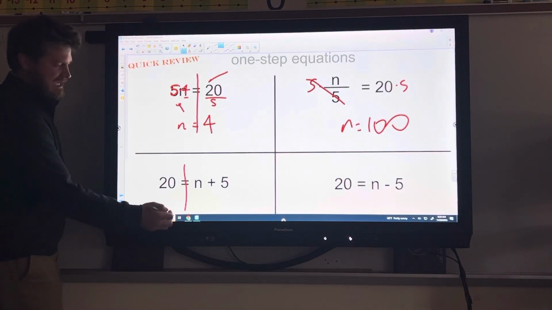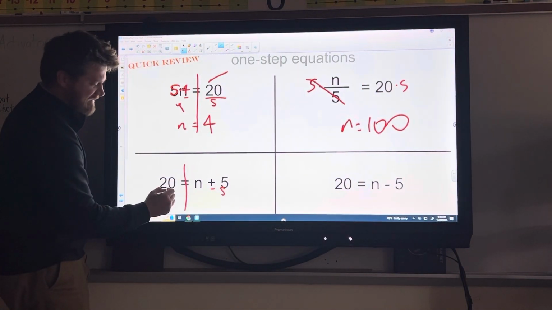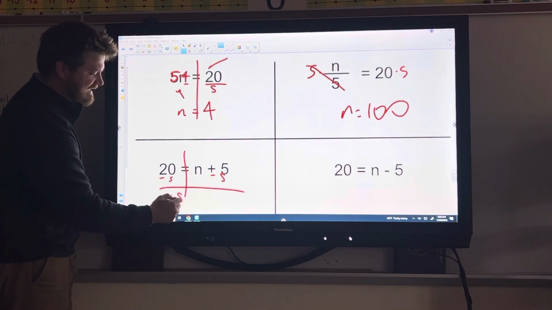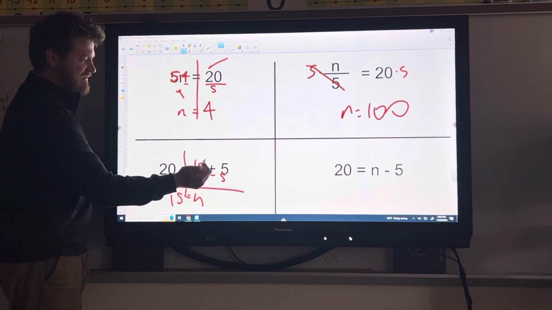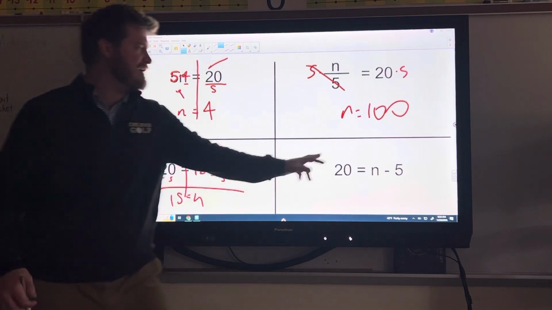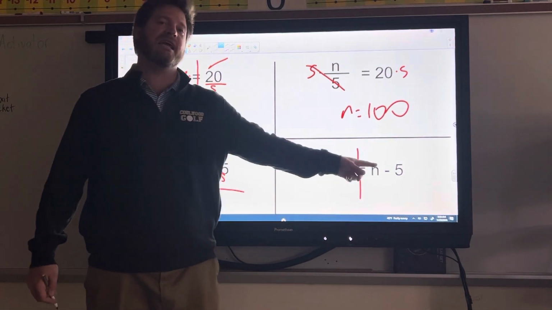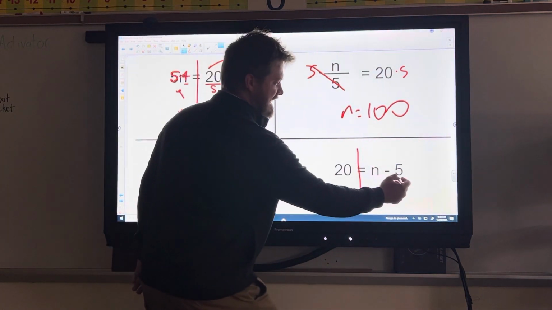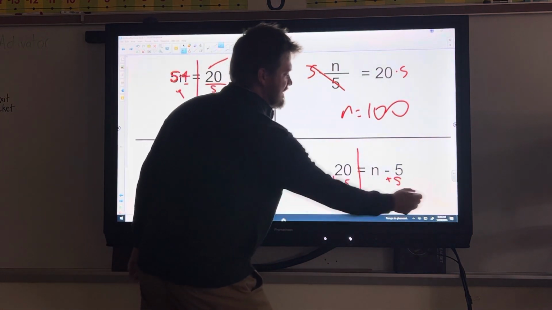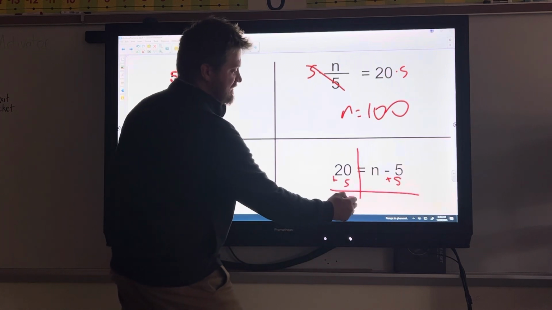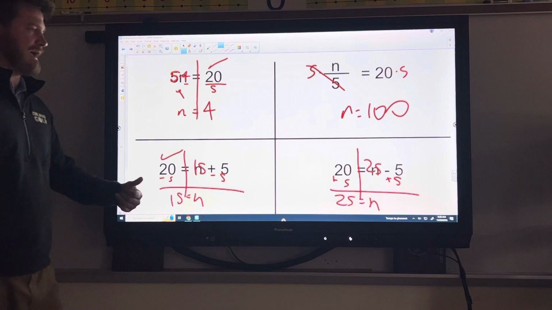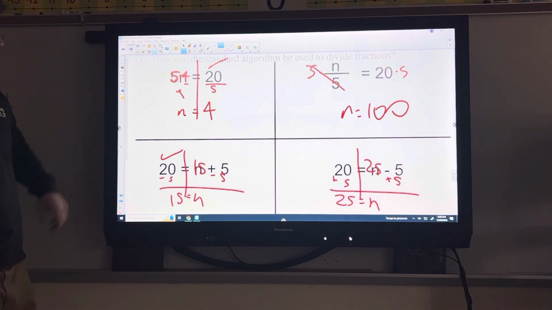This one, inverse. The opposite of plus 5 is minus 5. 20 minus 5 is 15. 15 is your answer there. Plug it back in. 15 plus 5 is 20. Last but not least, I know this number must be greater than 20 because we're taking away 5 from it to get down to 20. So we take the inverse, get 5 more than 20, which is 25 equals n. Check your work. It's 25 minus 5, 20. Absolutely, that's how you know you got it correct.